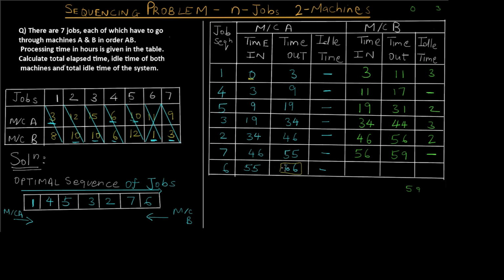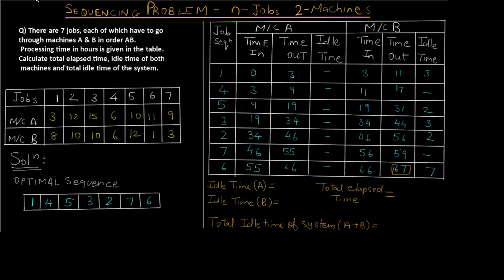So that is, it has to wait for about 7 more hours, and the time in would be after 66 only. So we have to start at 66th hour after the job 6 is being processed or completed at machine A. So job number 6 on machine B takes 1 hour. So this would be 66 to 67, and there you go with the final table completion. Okay, so now that we've calculated all the table values that we require, we'll move ahead with the final answers.